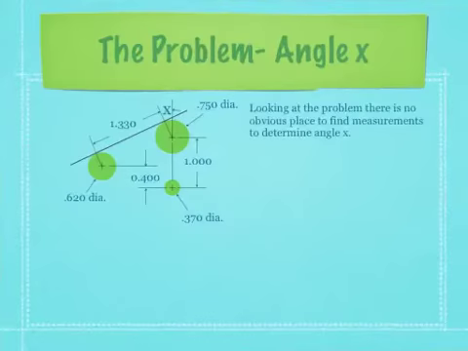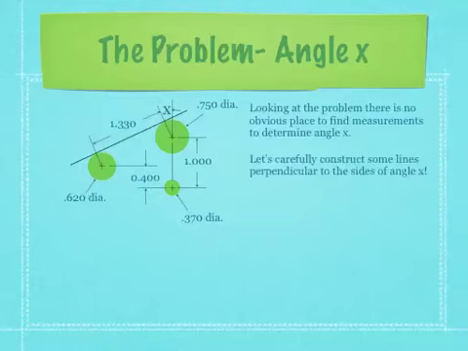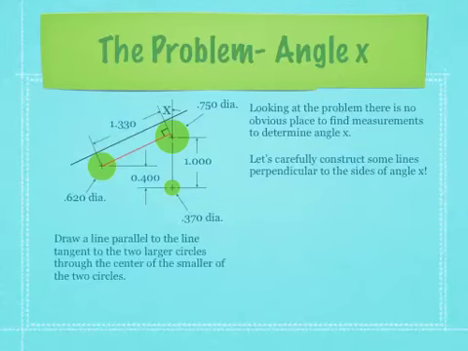Looking at the problem, there's no obvious place to find measurements for determining angle x, so we'll use some geometric principles and construct some lines perpendicular to the two sides of angle x that we can measure. The first line we'll construct is a line parallel to the smaller of the two big circles, starting from the center of the circle and going toward the biggest circle.